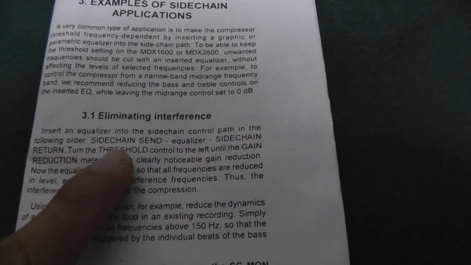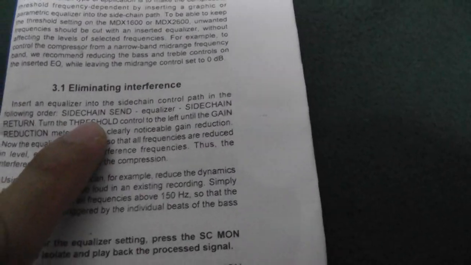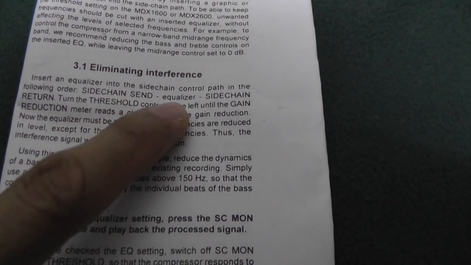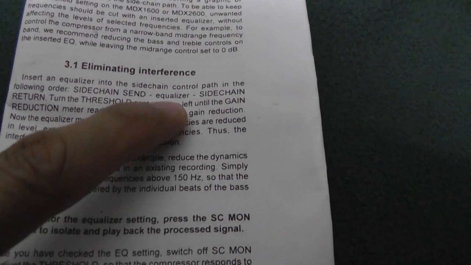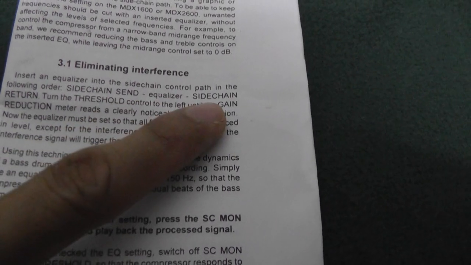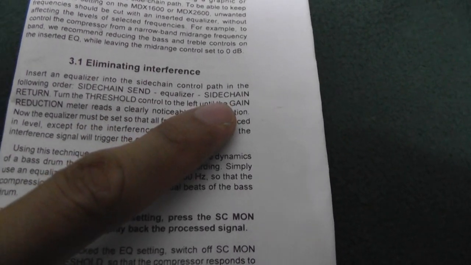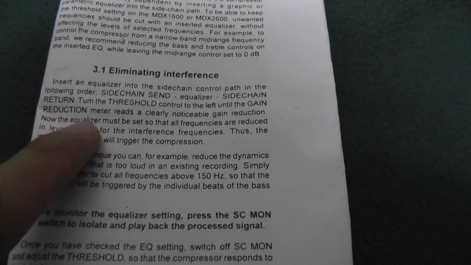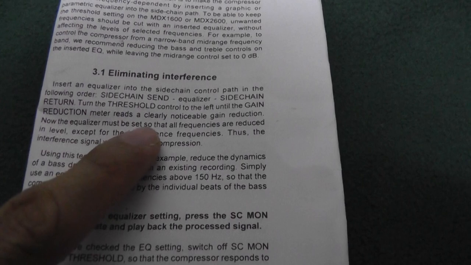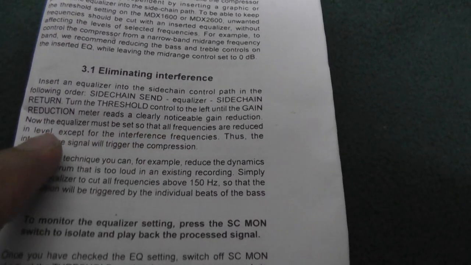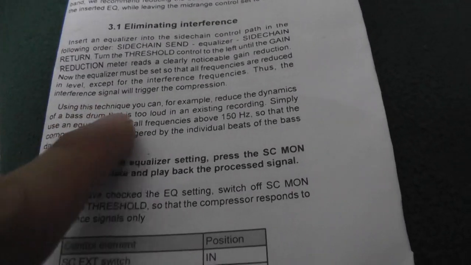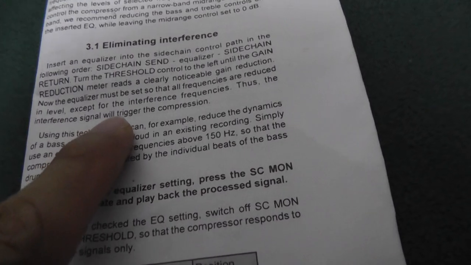It says, in eliminating interference, we can use this diagram: side chain send, going to the equalizer, and then going back to side chain return. Now the equalizer must be set so that all frequencies are reduced in level except for the interference frequencies. So we also see that the interference signal will trigger the compression.